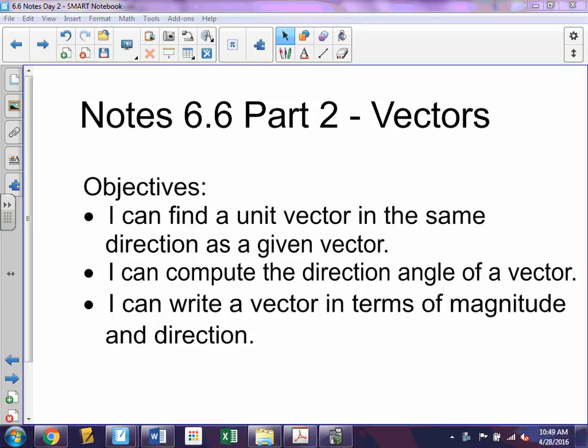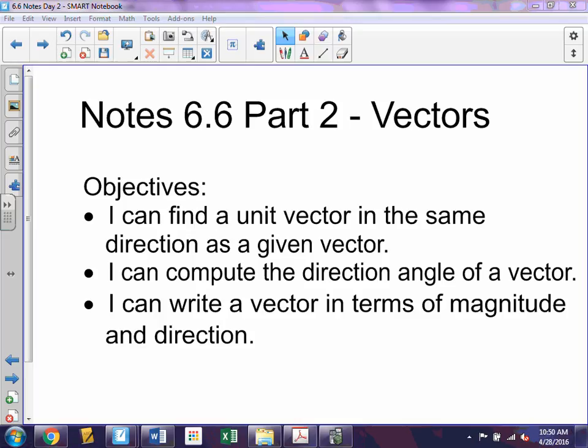Okay, 6, part 2 for vectors. We're going to finish our work on vectors. We're going to talk word problems on Monday. But today we're going to talk about how to find a unit vector that's going in the same direction as a given vector. We're going to talk about what a unit vector is. We're going to talk about how to find a direction angle. I'm going to give you a formula, but I'm going to show you how you can find it if you forget the formula.